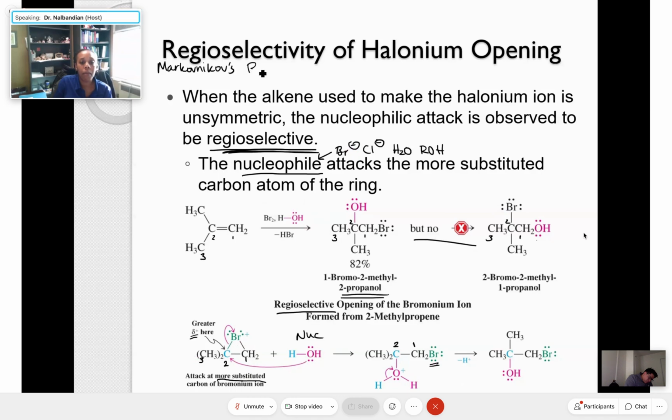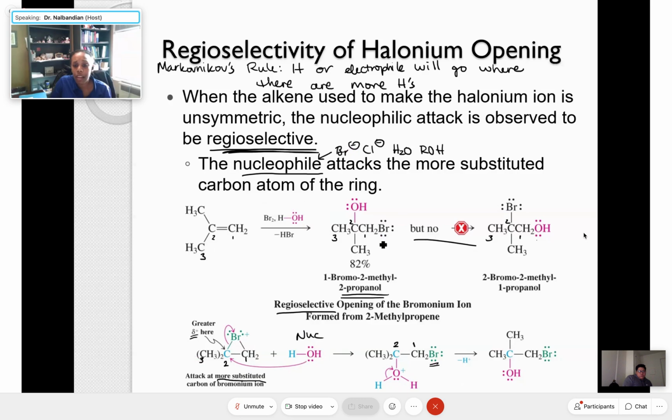We already saw Markovnikov's rule, right? We said H goes where there are more H's. Well, now we can expand it to say, instead of just H, any electrophile will go where there are more H's. H will go where there are more H's, but really any electrophile will go where there are more H's.